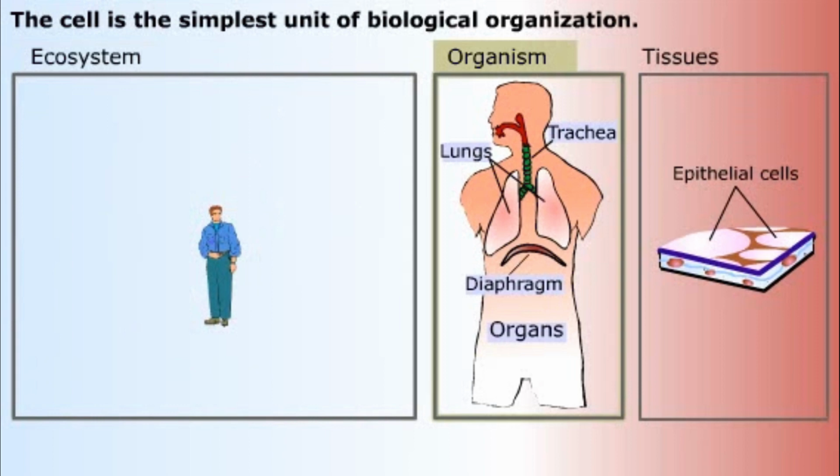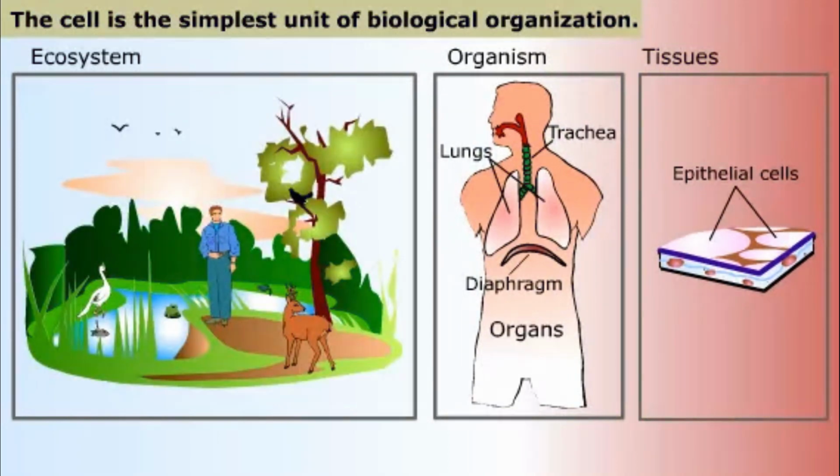The bodies of complex organisms are organized into organ systems, which are collections of organs. Organs are made of tissues, which are collections of specialized cells. The cell is the simplest unit of biological organization.